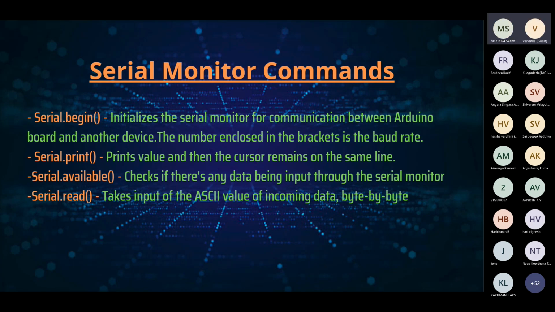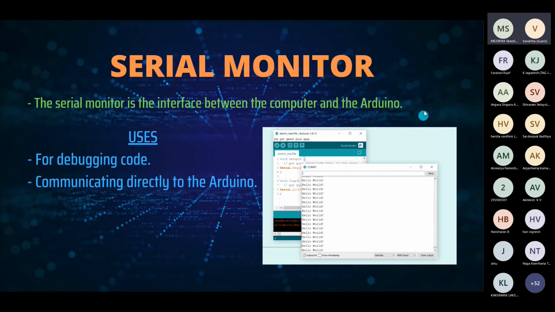In order to better understand this serial.read function, basically it is a function that takes input of a set of characters from the serial monitor, whose ASCII value is internally taken byte by byte. That is basically character by character. Let's say we've given the input of a word, flow, in the serial monitor text box, which is shown here. And then we click on send.